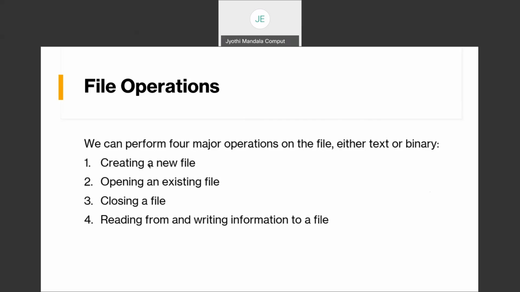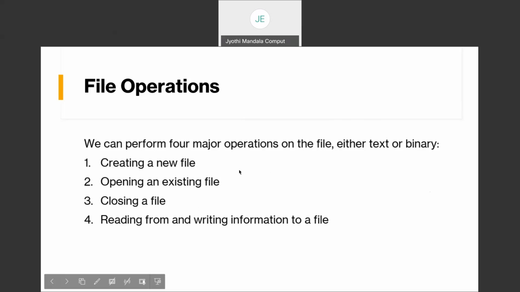First we need to create the file, and then open the file, and then read or write information from the file. Reading is nothing but getting the contents from the file as input to your C program. Writing into the file is nothing but writing the output of our C program into the file. Putting the data into the file is called writing. Getting the data from the file is called reading. And after our operations are done, we need to close that file. Understood, all of you? So these are the four major operations that we need to do with the file.